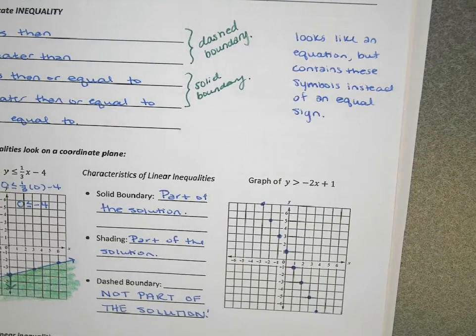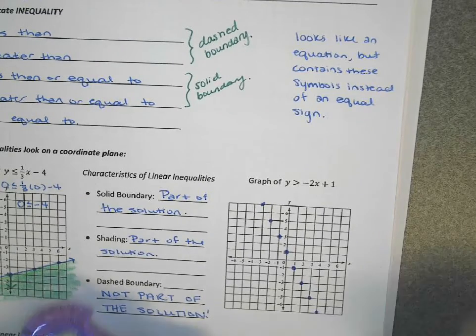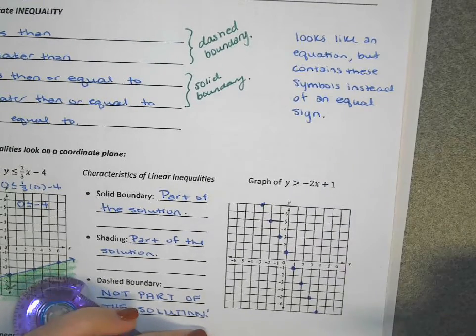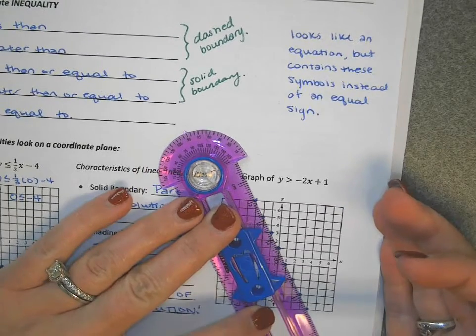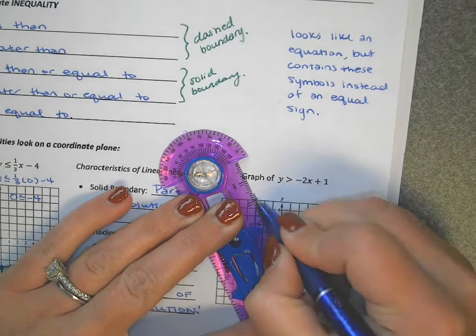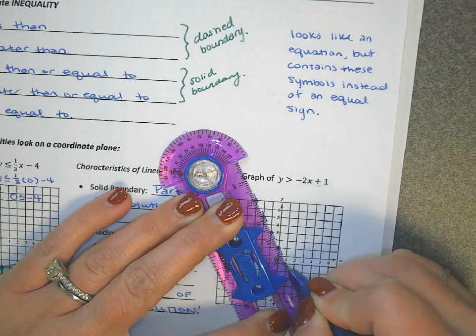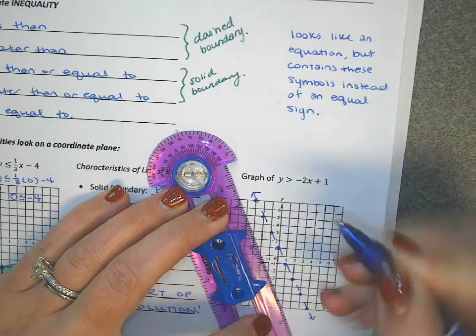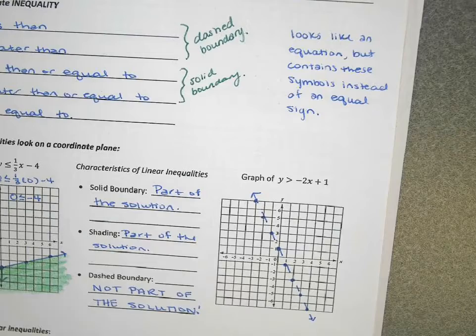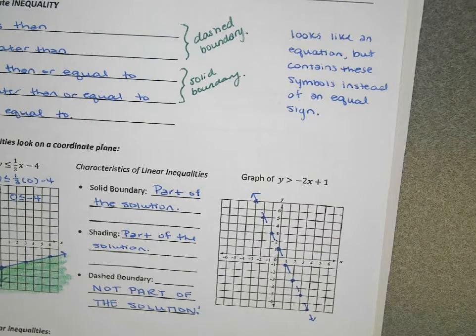Once you have all the points on there, all the points that you can fit, we have to see, do we connect them with a solid line or a dashed line? Since this is just greater than, we are going to use a dashed line. So I'm not going to connect it with a solid line. I am instead going to make it a dashed line.